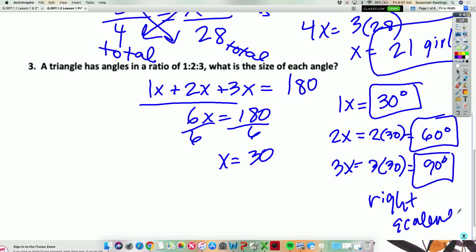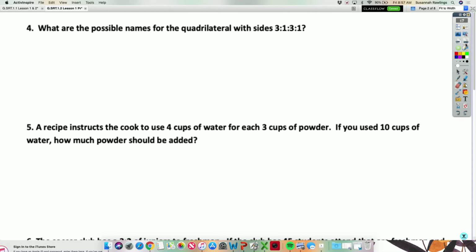If you care, you can write that down. Right, scalene. Alright, so we're going to do number 4 and then I'll let you finish the rest on your own.